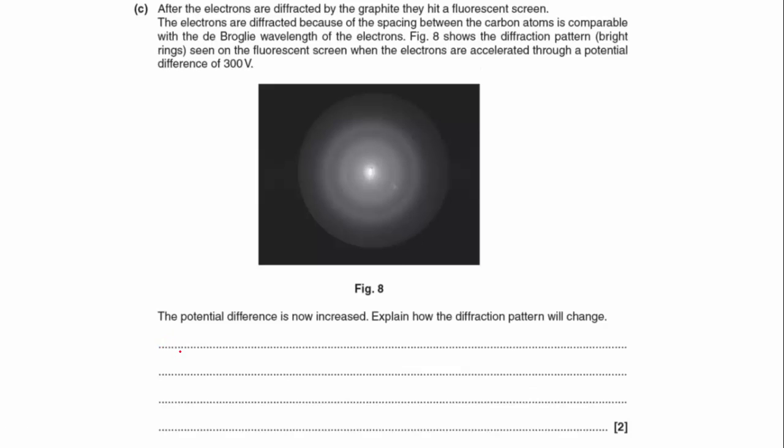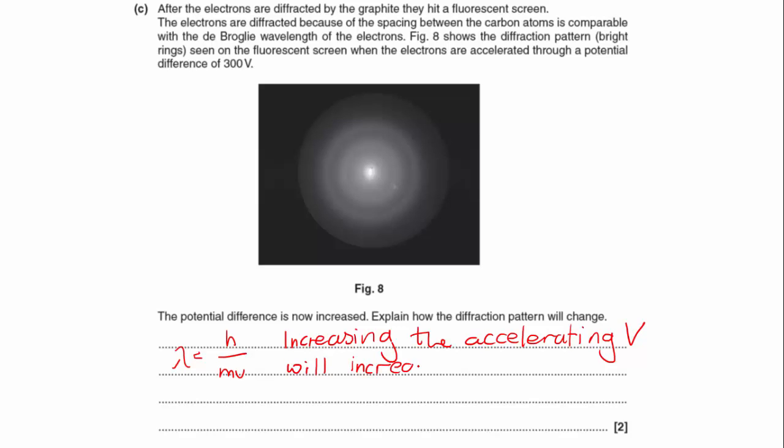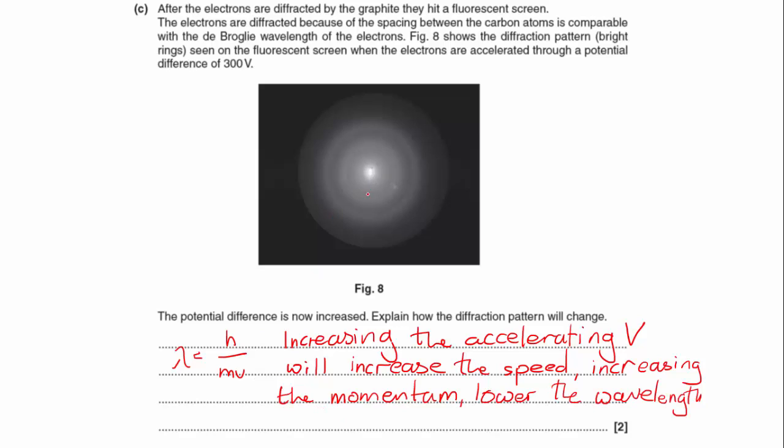So what they're going to be looking for with this then is what's going to be happening to the wavelength. So because we know that lambda is equal to h over mv, increasing the accelerating voltage will increase the speed, increasing the momentum, which would lower the wavelength, and if we've got a smaller wavelength coming through a diffraction pattern, that would mean the rings would get closer together.